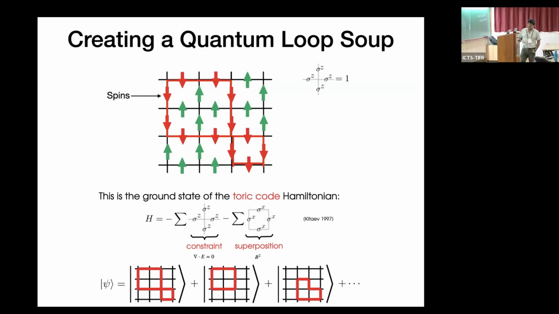If you had a defect, with this product equal to -1, so an odd number of these sigma z's being -1, let's say one is minus and the others are plus, that means the loop ended over there. Then you're going to pay an energy cost, which is this term over here, so it's an excitation. But what is that excitation? It's really the endpoint of a loop. And we'll see that that is actually an anyon. It has fractional statistics and it has interesting properties.